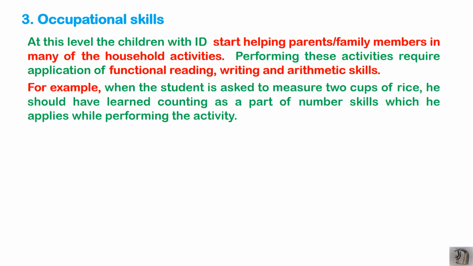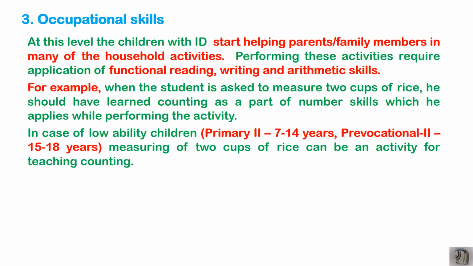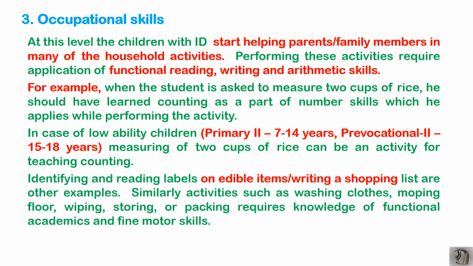For example, when the student is asked to measure two cups of rice, he should have learned counting as a part of the number skills, which he applies while performing the activity. See, in case of low ability children, basically you can see in primary 2, where the age group is 7 to 14 years, and in pre-vocational 2 as well, whose age range is below 18 years, measuring two cups of rice can be an activity for teaching counting. So you can engage such activities to improve the child.